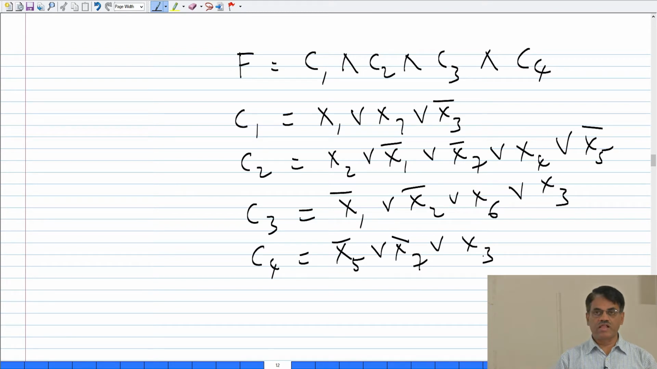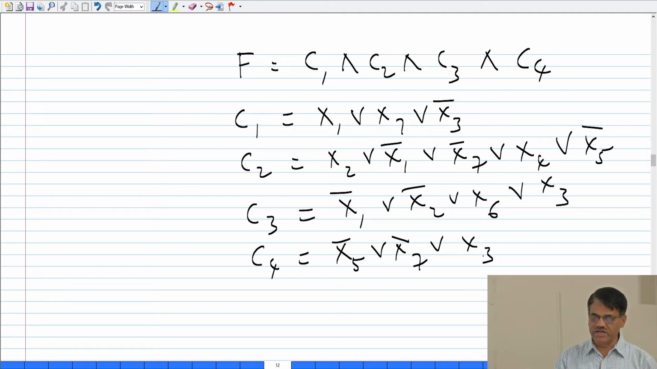So, it is a conjunction of clauses and each clause is a collection of some of the variables. This is the input to the satisfiability problem, and the question is, can you set x1, x2 up to x7, 0 or 1 variables, such that every clause is satisfied? When does a clause get satisfied?